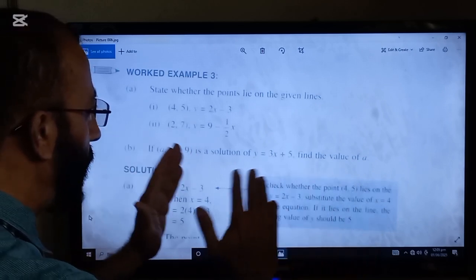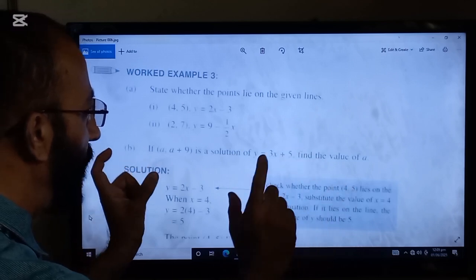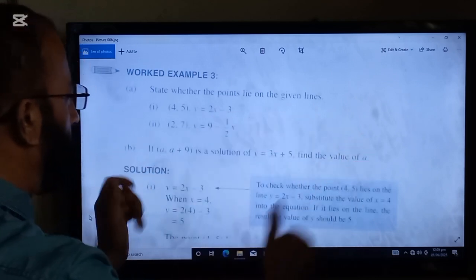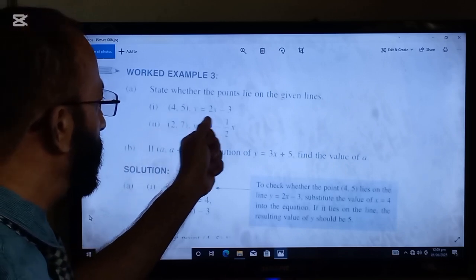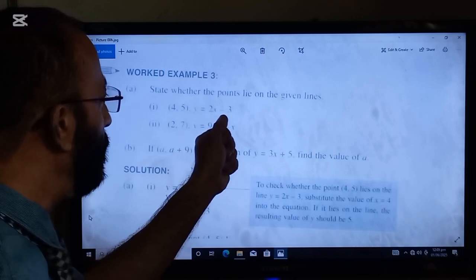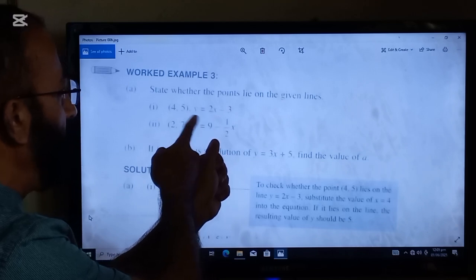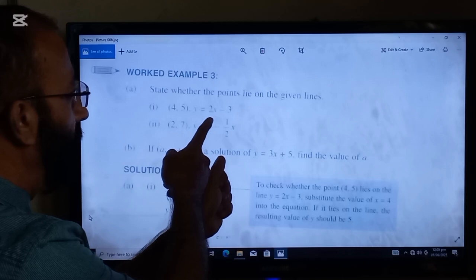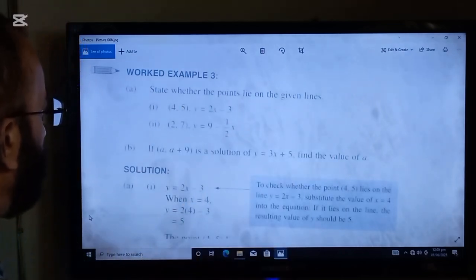If the two sides satisfy each other, satisfy meaning that these two sides become equal to each other, then the point will lie on the line. So look now, when this value 4 is placed in place of x, 2 4s are 8, minus 3 will become 5, so 5 is equal to 5. So it means this point is satisfying the line. So this is lying on the line.